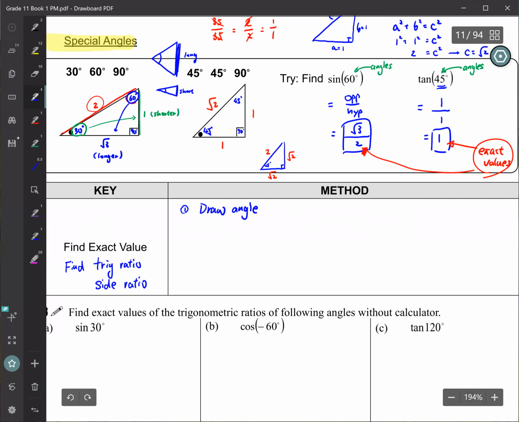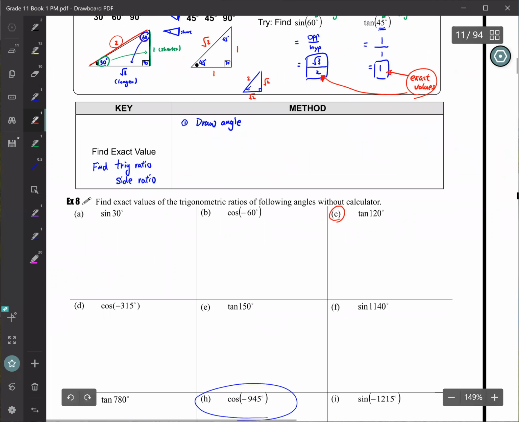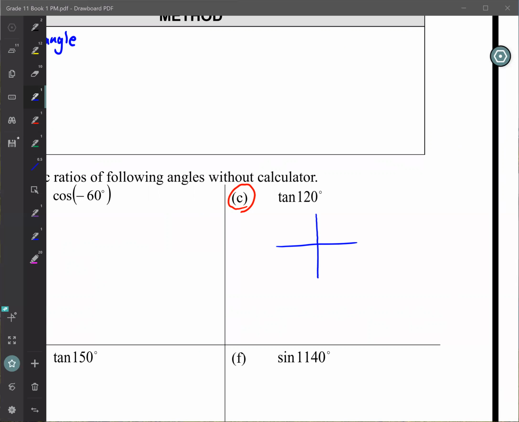So we'll try a question together, okay? And then walk through it. So let's say we do question C, and then we'll walk through the steps. So step 1 is to draw the 120 degree, right? Step 1 is draw the angle. So make sure you draw 120 degree in standard position, all right? So you can raise your hand after you finish drawing 120 degree.